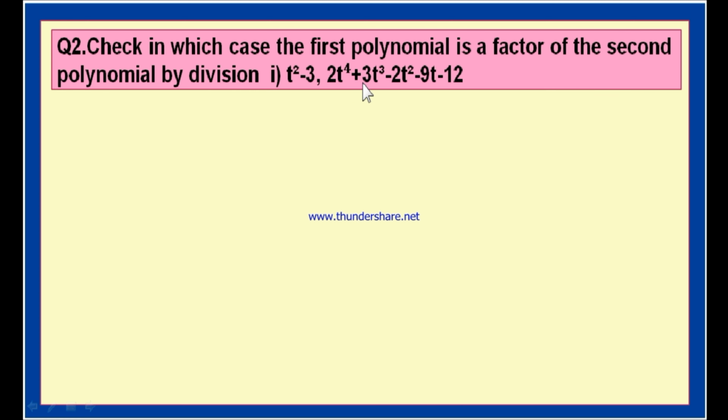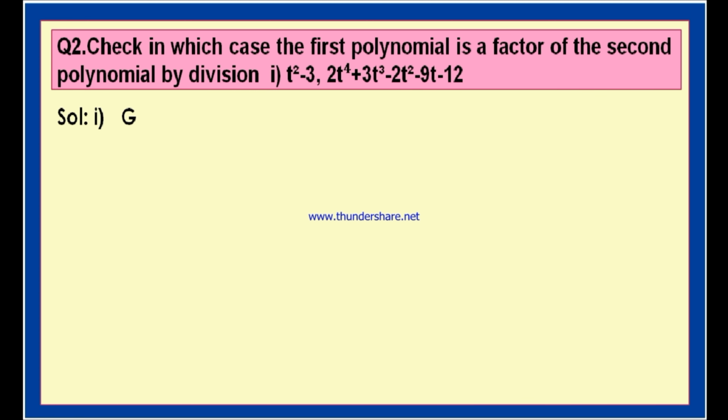When can you say that this is a factor of this polynomial? When can you say that 2 is a factor of 6? If you divide 6 with 2, if you get the remainder 0, then you can say that 2 is a factor of 6. Similarly, in order to say that t square minus 3 is a factor of this polynomial, let us divide this polynomial with t square minus 3. If you get the remainder 0 finally, then you can say that it is a factor of this. If the remainder is not 0, then it is not a factor of this.